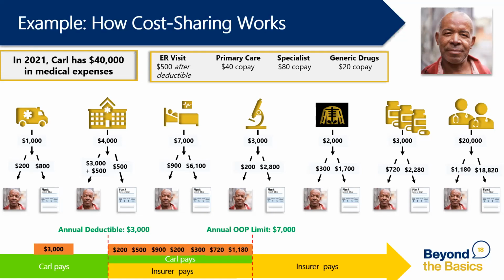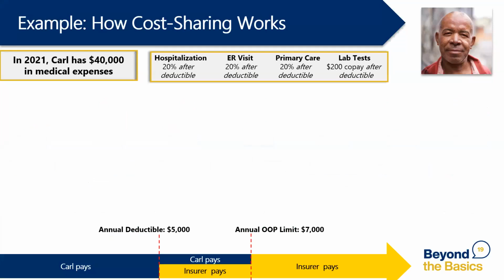So I know that was a lot, but let's do it one more time to make sure it sticks. We're going to take a look at a plan that is structured quite differently from the last plan. As you saw, the last plan covered most services before the deductible was met. This plan, on the other hand, doesn't cover any services until the deductible is met. This plan also has a higher deductible of $5,000, but the annual out-of-pocket limit is the same at $7,000.